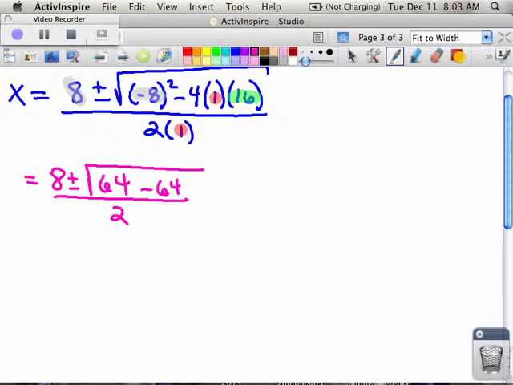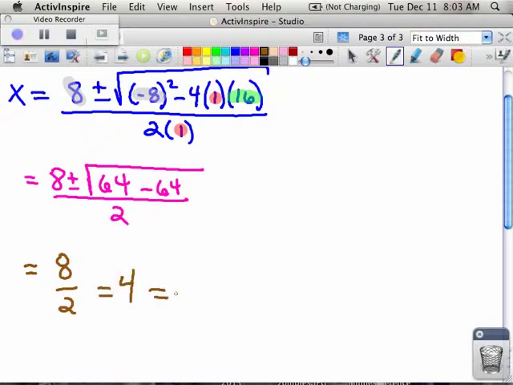And I notice that inside the radical, I get 0. And the square root of 0 is 0. So really this ends up being 8, and then plus or minus 0, which you don't have to take care of. I mean, it's just there, divided by 2, or in other words, 4.